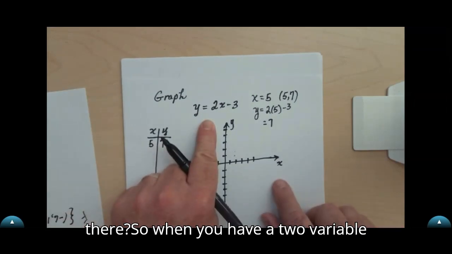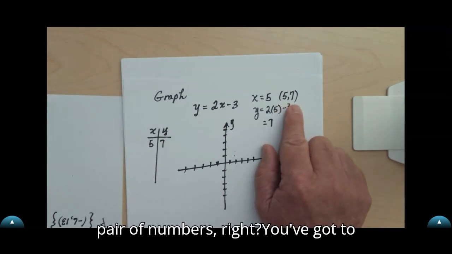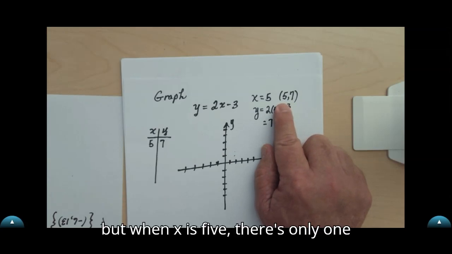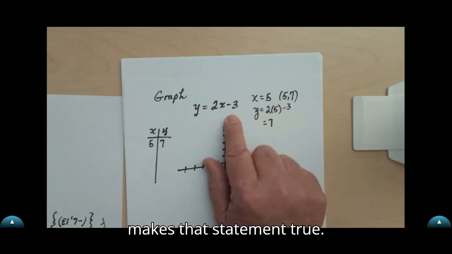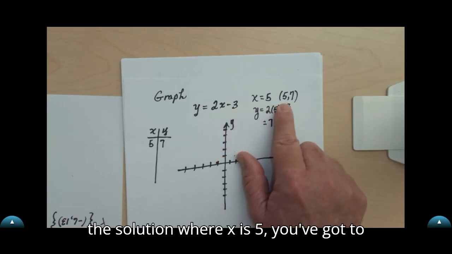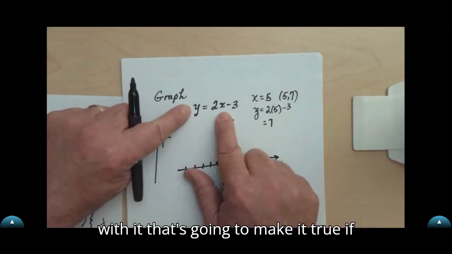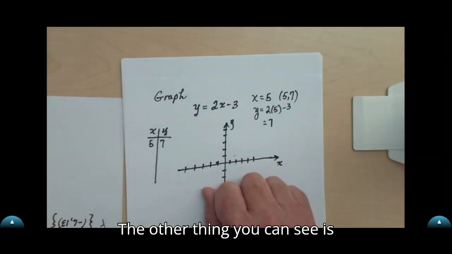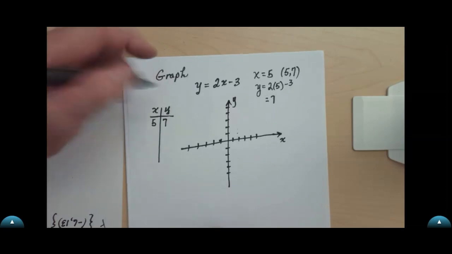So when you have a two-variable equation, every solution of the equation is not just a number, it's a pair of numbers, right? You've got to tell what the x value is, but when x is 5, there's only one number that you can replace y with that makes that statement true. So if you're going to go with the solution where x is 5, you've got to also tell what the y value is that goes with it. It's going to make it true if you plug those numbers into this equation. Everybody see that?